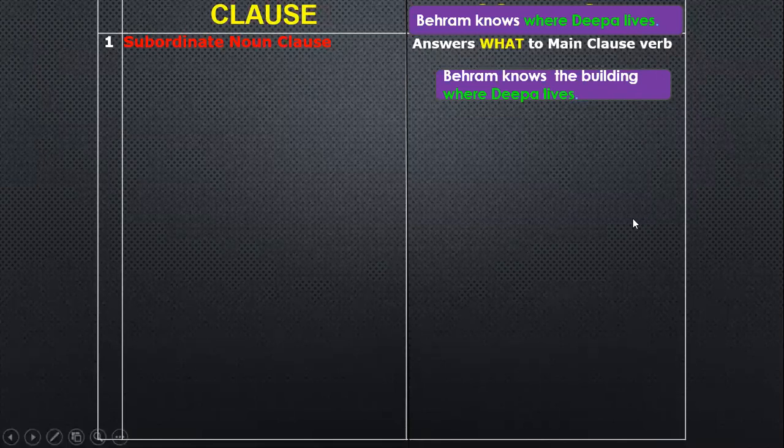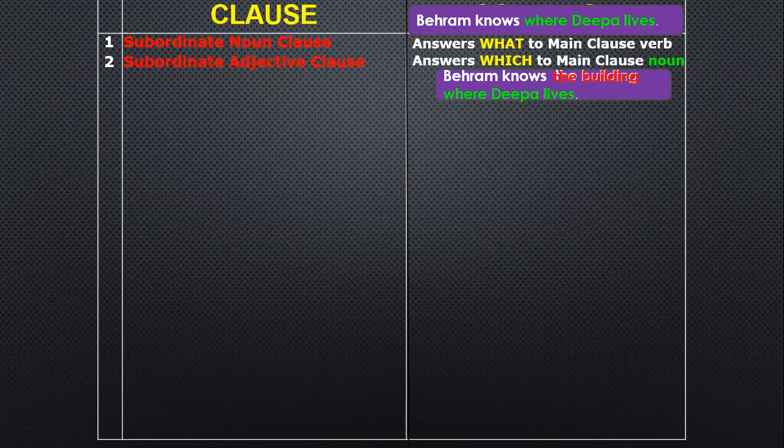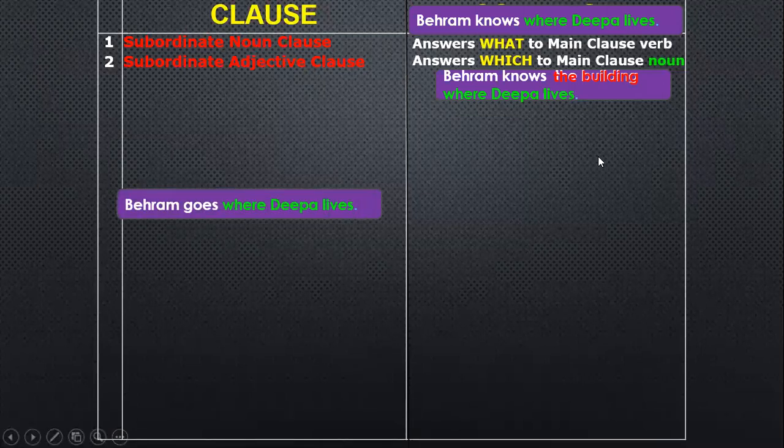But in this case, we are not going to ask the question what. Rather, we are going to ask question which. Why? Because in this case, we are going to ask a question which to either the subject or the object, that is either to Behram or to the building. So the pattern in which we are supposed to ask the question is, Behram knows which building? Only then we get an answer as where Deepa lives. So because we are getting answer for the question which here, it is a subordinate adjective clause.